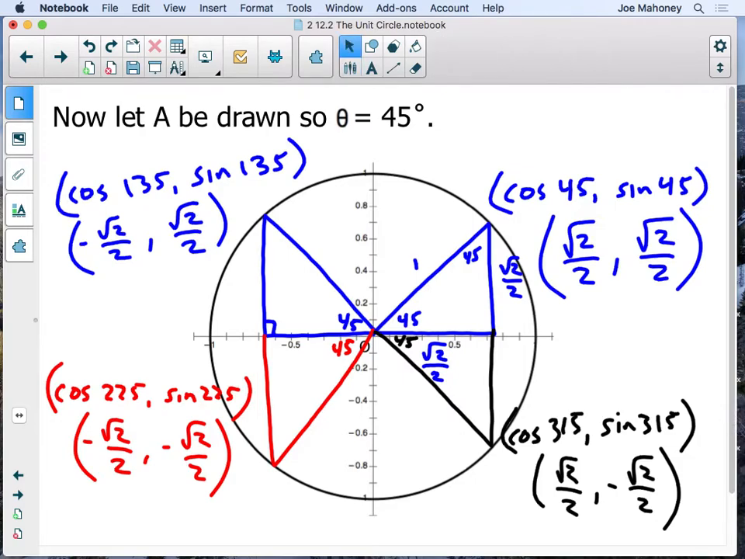Add those to your arsenal. We know a whole bunch of sine and cosine values now. We don't need our calculators anymore. Yay! All right. Okay, let's do a couple more things with this, because we're doing great now.